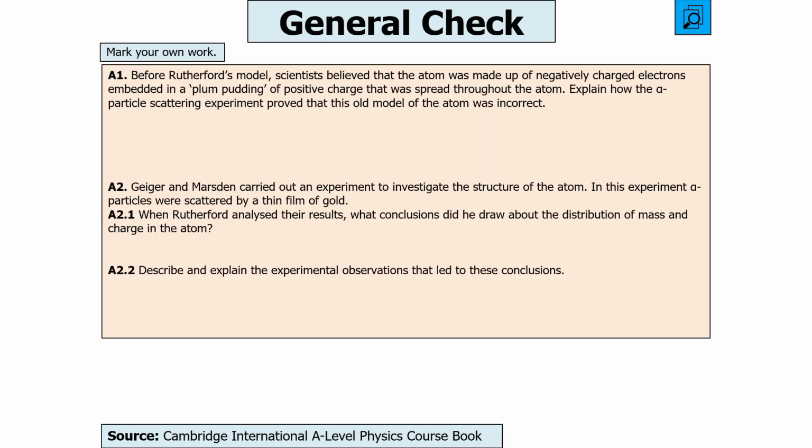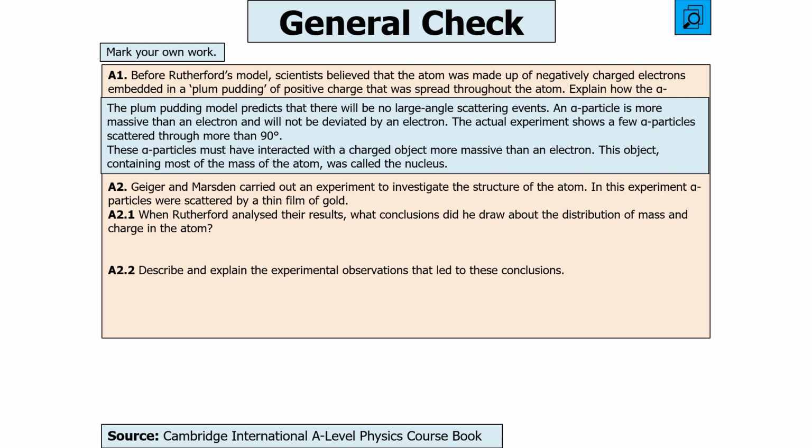Right, so in this first one, the plum pudding model predicts that there'll be no large angle scattering events. An alpha particle is more massive than an electron and won't be deviated by an electron. Now, the actual experiment shows that a few alpha particles will be scattered by more than 90 degrees. Now, alpha particles must have interacted with a charged object much more massive than an electron. This object contained most of the mass of the atom, so therefore was called a nucleus.